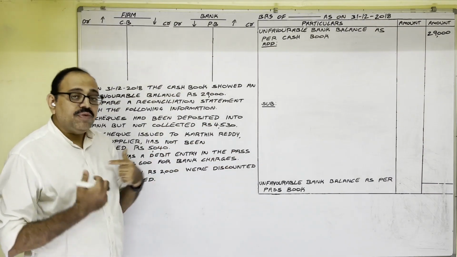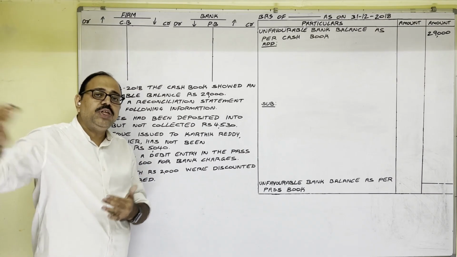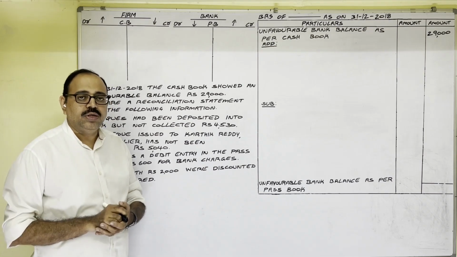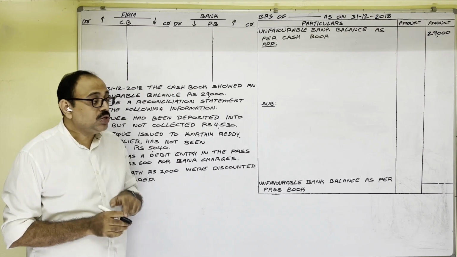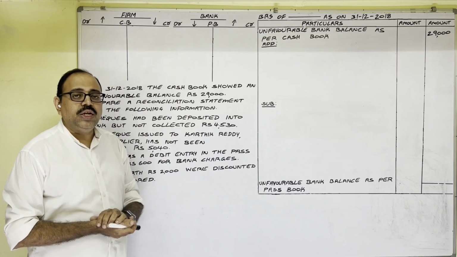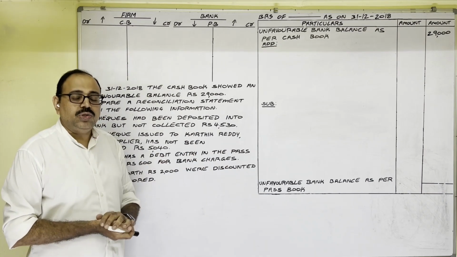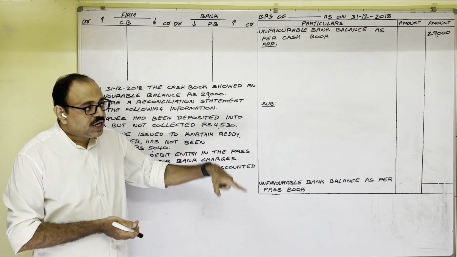BRS is prepared by the firm, so analyze from the firm's point of view. Somebody has given a check to us. Actually speaking, we should go to their bank and collect the money from them. But we are also maintaining a bank account now. Instead of going to their bank, we deposit this check in our bank. So our bank collects money from their bank and it will be deposited in our account.